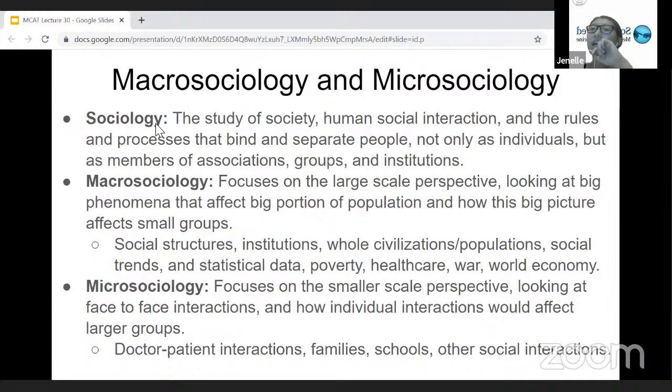So macrosociology focuses on the large scale perspective, looking at big phenomena that affect a big portion of the population, and also how this picture affects small groups. Some examples are looking at social structures, institutions, whole civilizations and populations, and more that I have here on the slide. On the other hand, they also look at it from a microsociology perspective, focusing on the smaller scale perspective, looking at face-to-face interactions and how individual interactions would affect larger groups. Some examples of this are doctor-patient interactions, interactions within families, schools, and others similar to that.